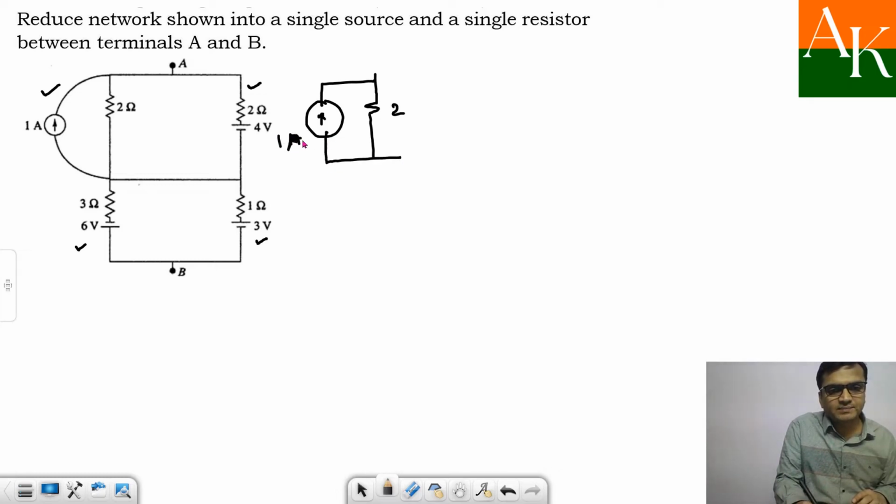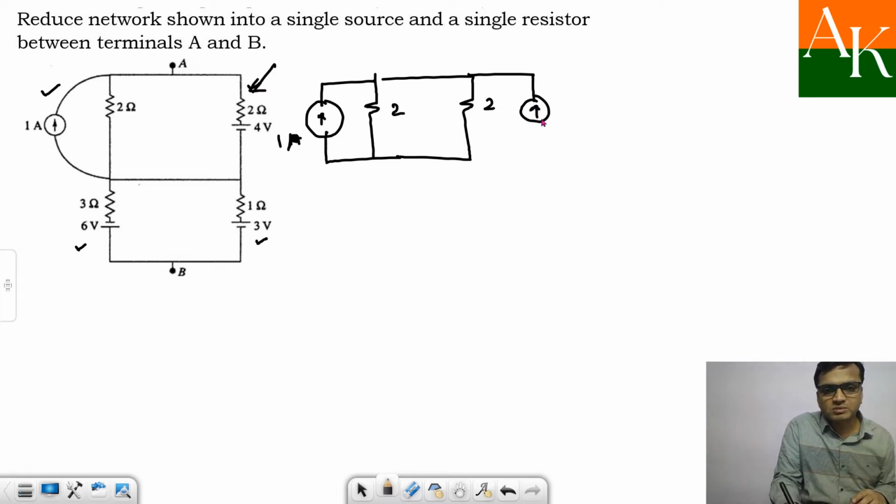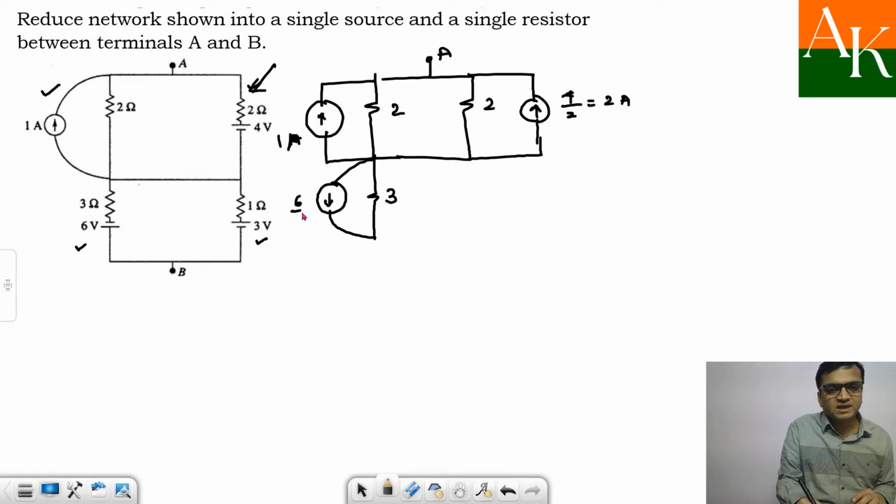This is 1 ampere. Over here I will have 2 ohm resistance and a current source moving upward. I am talking about this branch. Current source will have direction upward. And what will be the value of current source? So 4 by 2, that is 2 ampere moving upward. This is terminal A. Then from this end I will have 3 ohm resistor and there will be a current source which will be moving downward towards B. 6 by 3, the value of this current source is 2 ampere.